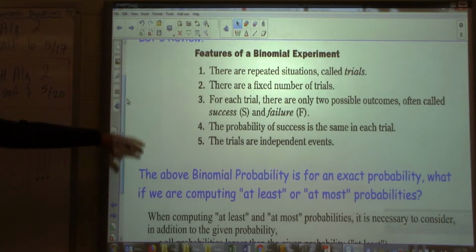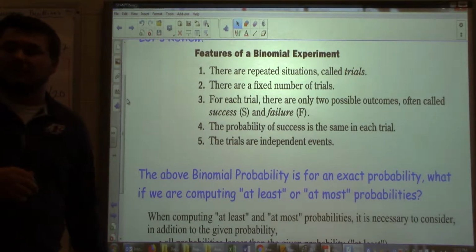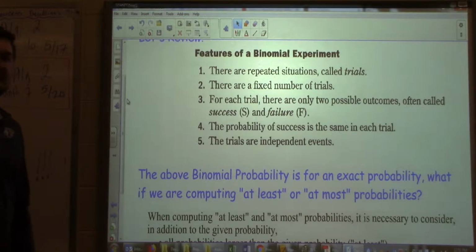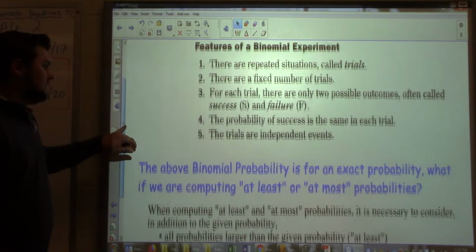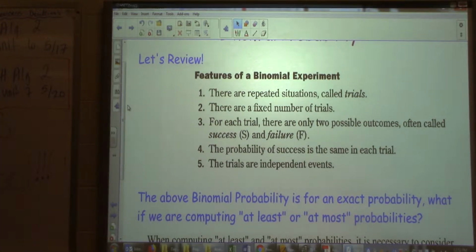So, that was all for an exact probability, right? All we did yesterday was exactly 4 4s, or when we rolled exactly 6 5s, or flipped exactly 8 heads. What if we're computing at least or at most probabilities? So if I say I flip a coin 8 times, I want at least 6 heads, that means I could get 6 heads, or 7 heads, or 8 heads, right? So that's what we're going to work with today, at least or at most.